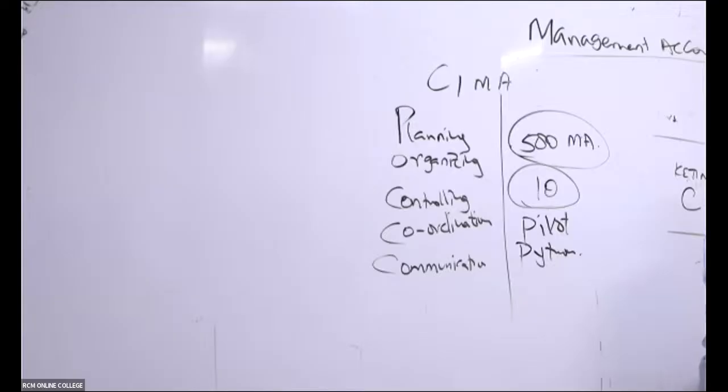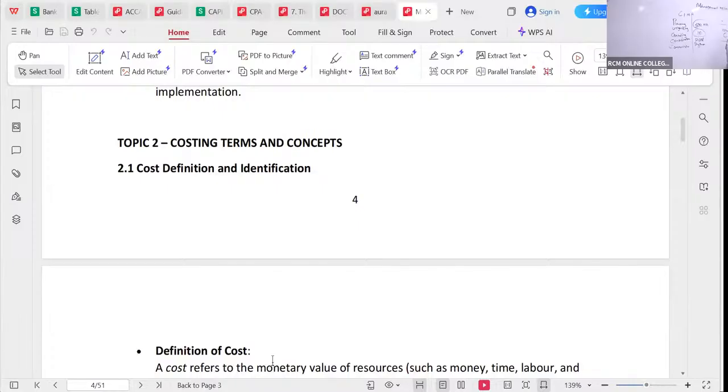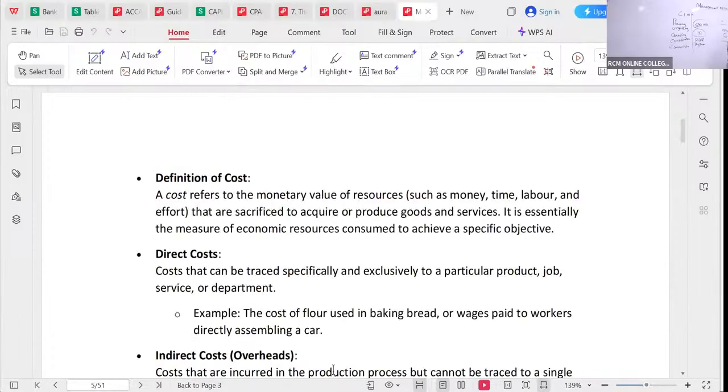This could be in terms of money. We are told there, a cost refers to the monetary value of resources such as money, time, labor, etc., that are sacrificed to acquire or produce goods and services. It is essentially the measure of economic resources consumed to achieve a specific objective.